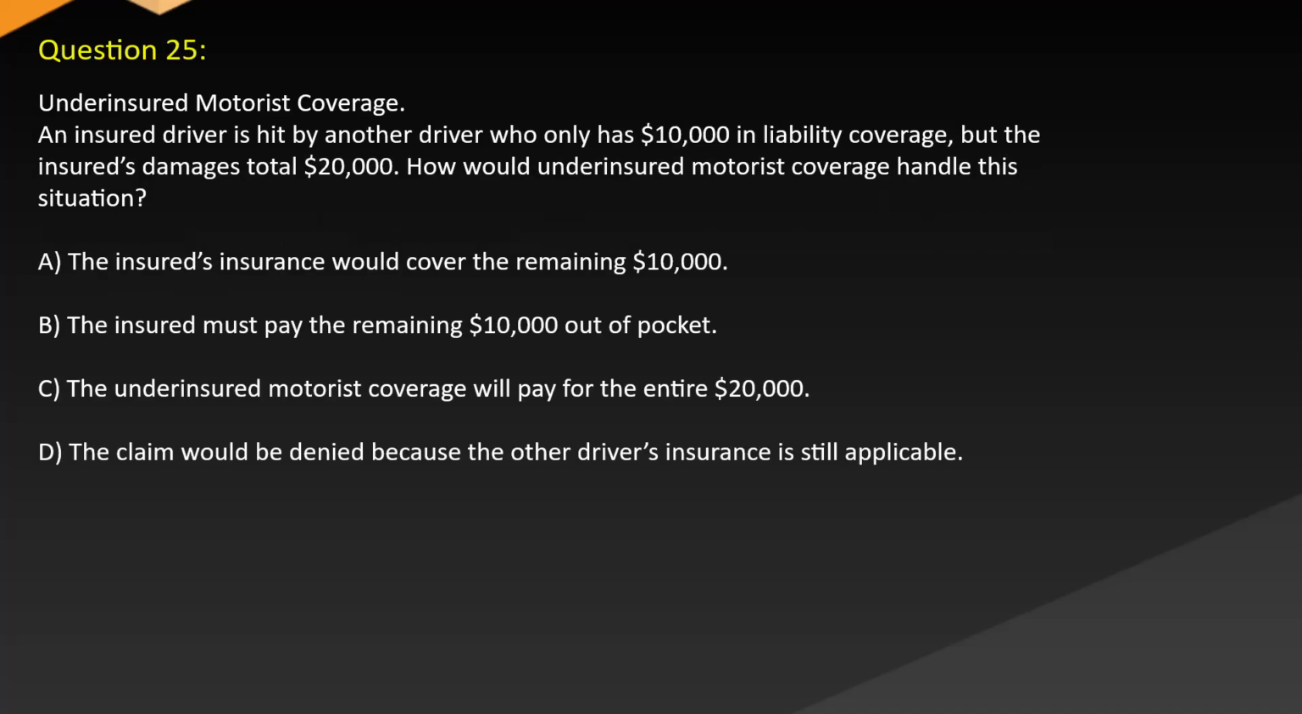Question 25. Underinsured motorist coverage. An insured driver is hit by another driver who only has $10,000 in liability coverage, but the insured's damages total $20,000. How would underinsured motorist coverage handle this situation? A. The insured's insurance would cover the remaining $10,000. B. The insured must pay the remaining $10,000 out of pocket. C. The underinsured motorist coverage will pay for the entire $20,000. D. The claim would be denied because the other driver's insurance is still applicable.